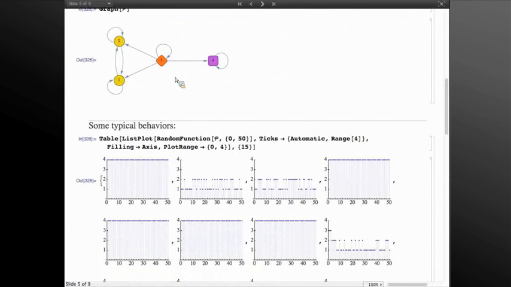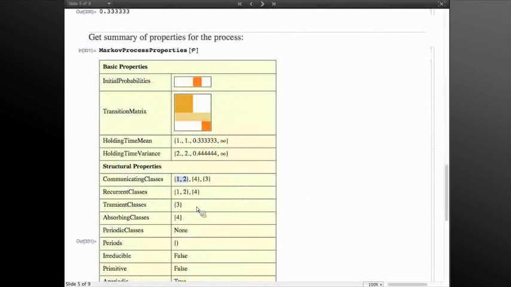So that's what those classes are, and they have a big impact when you want to understand the long-term behavior of one of these Markov chains. Often they're the big ones that we study.